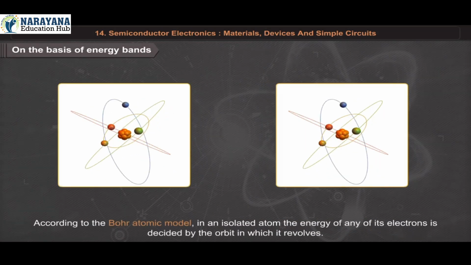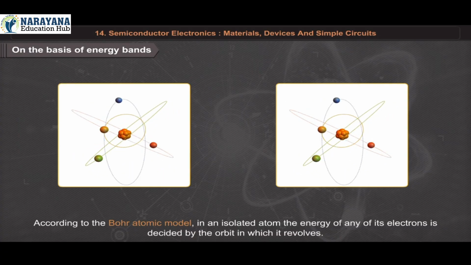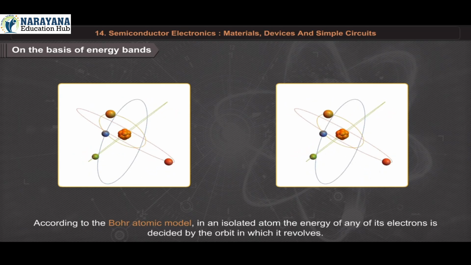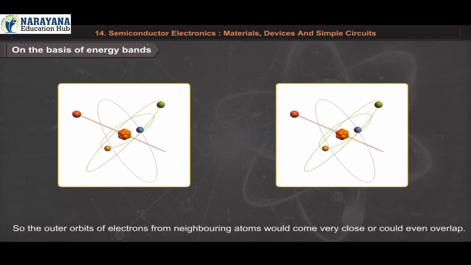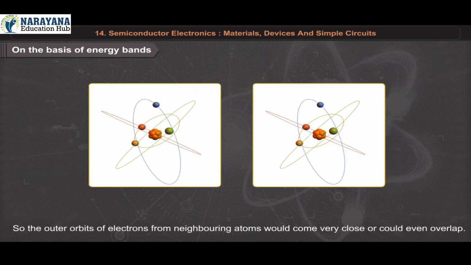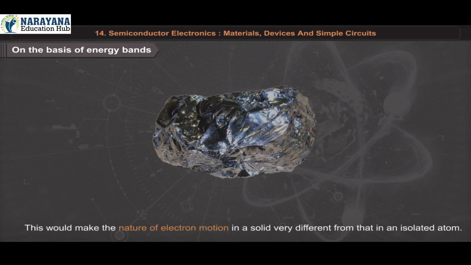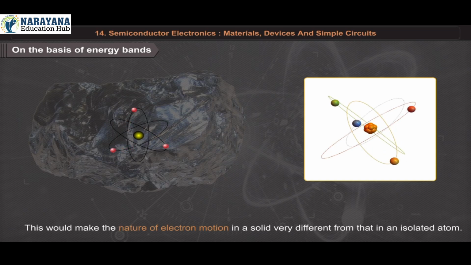On the basis of energy bands. According to the Bohr atomic model, in an isolated atom, the energy of any of its electrons is decided by the orbit in which it revolves. But when the atoms come together to form a solid, they are close to each other. So the outer orbits of electrons from neighboring atoms would come very close or could even overlap. This would make the nature of electron motion in a solid very different from that in an isolated atom.